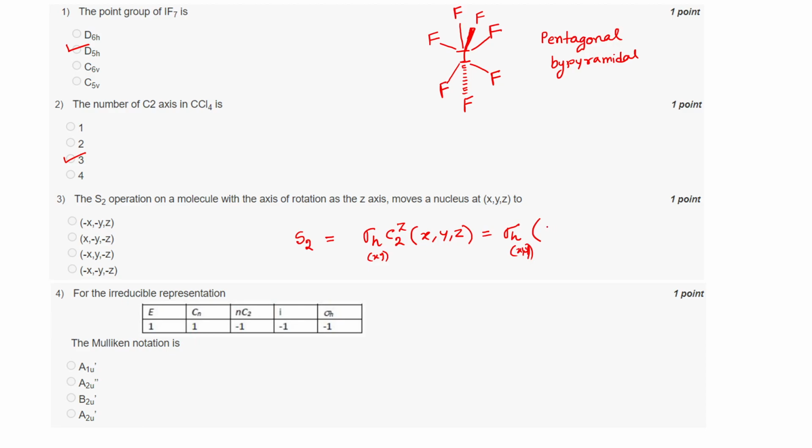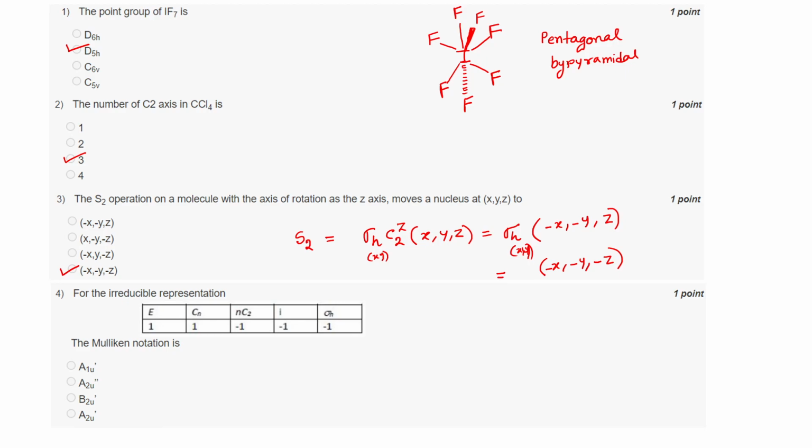So with C2 along Z, X and Y are going to change, they will have negative signs, and Z will be unchanged, right? But when you apply sigma h, XY lie along the plane, so XY stays the same, but Z is going to change its sign, right? So it is going to be minus X, minus Y, minus Z.